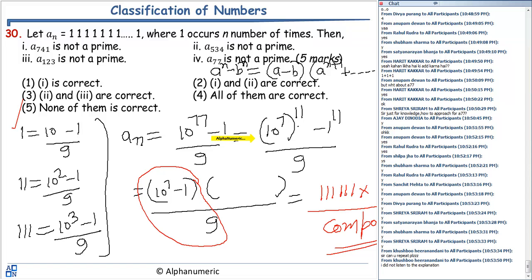Now, we know this formula: a raised to power n minus b raised to power n is always (a minus b) into something. So I have applied that formula. By using this, I can rewrite this in this form: (10 raised to power 7 minus 1) into something upon 9. And (10 raised to power 7 minus 1) by 9 is 6 times 1. Is that clear now, Khushbu?